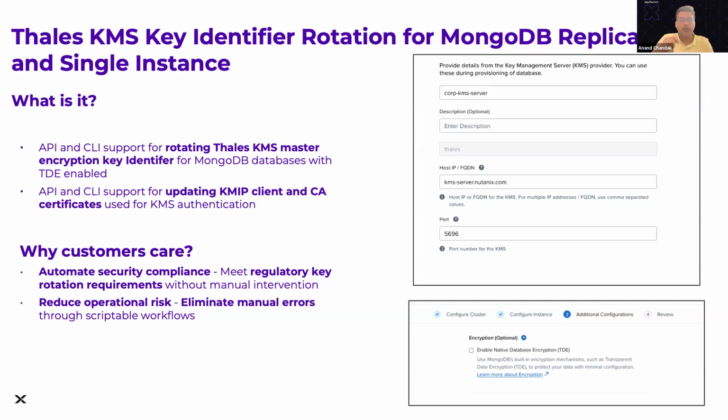on the defined schedule. Now, if you look at it, this was a manual process. Rotating the key identifier, updating the KMIP client, and the CA certificate. It used to work, but it was kind of operationally tedious and not audit friendly. Now with NDB 2.10, we add the API and CLI support to fully automate this. The key rotation and certificate updates are now scriptable and auditable.